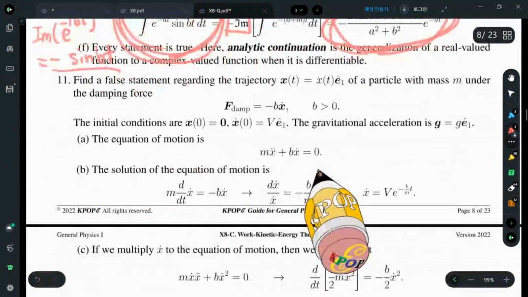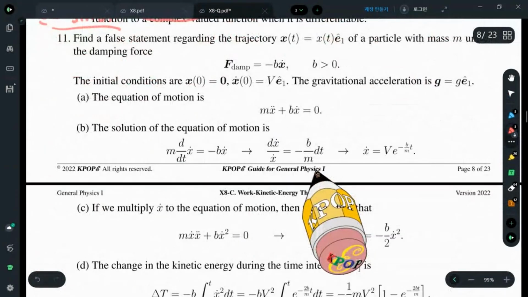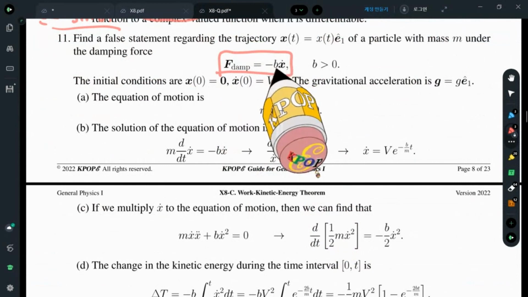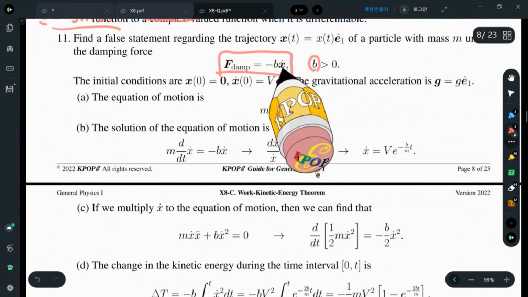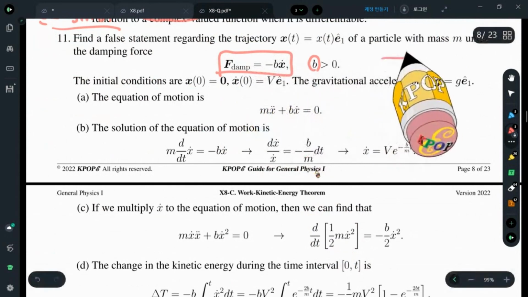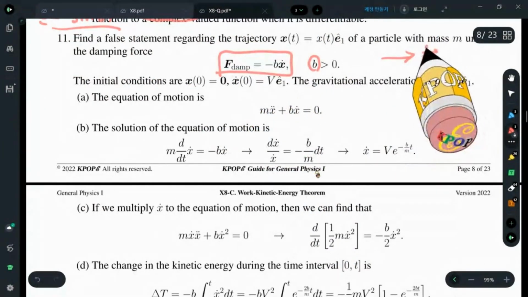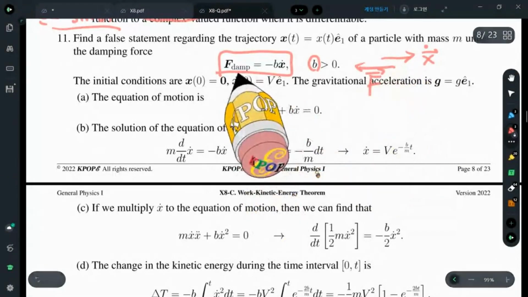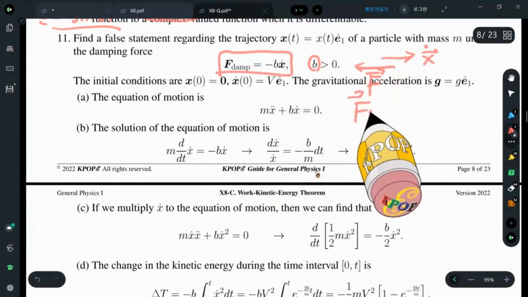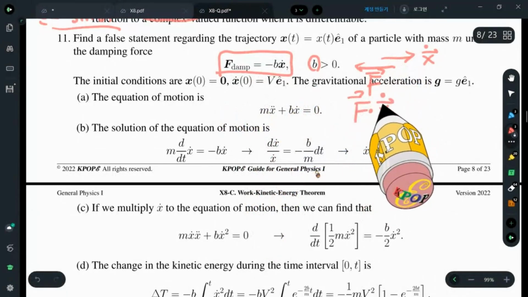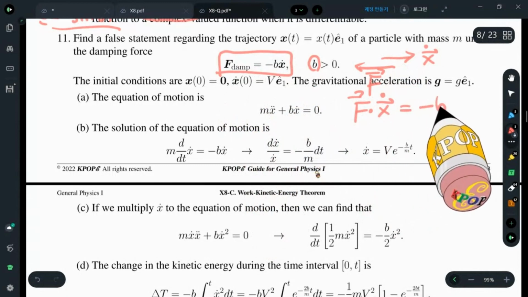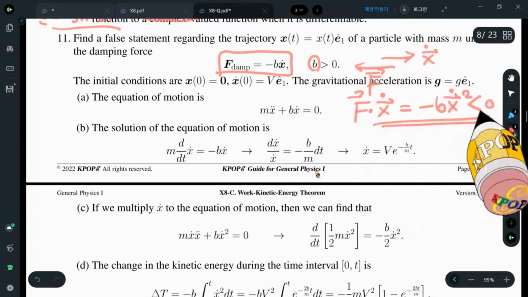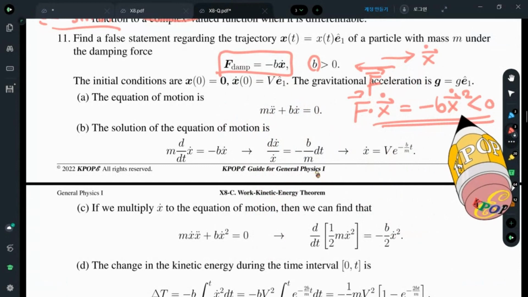Okay. Number 11. We have a damping force that has coefficient b that is positive. Minus b x dot means the force is opposite to the velocity. So in that case, F dot x dot is minus b x dot squared. This is negative definite as long as the particle is moving.